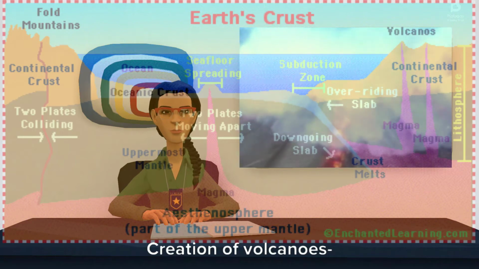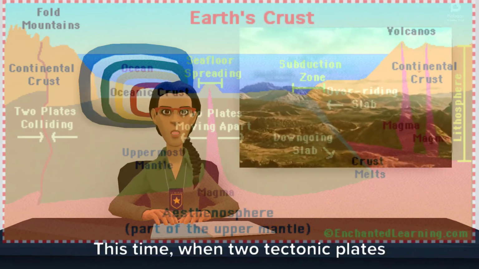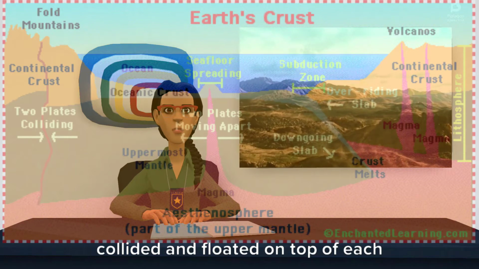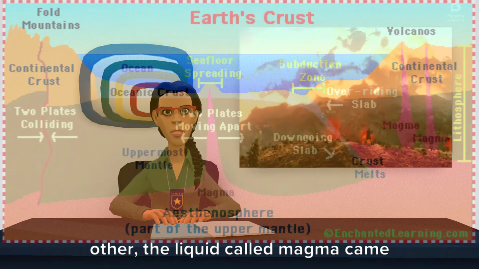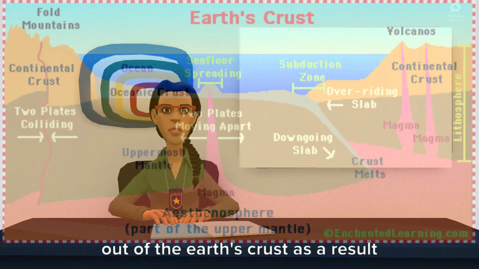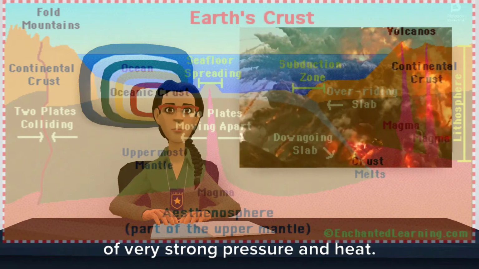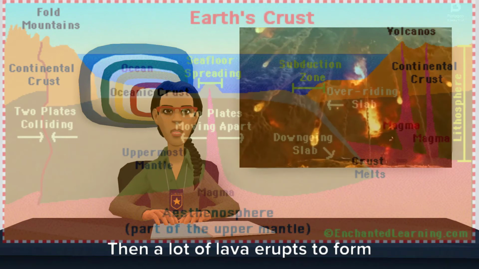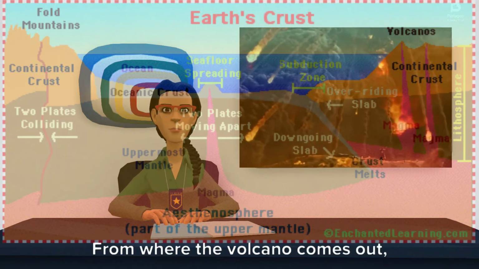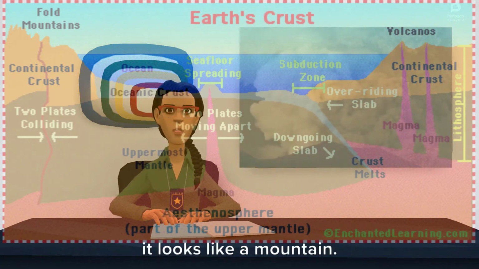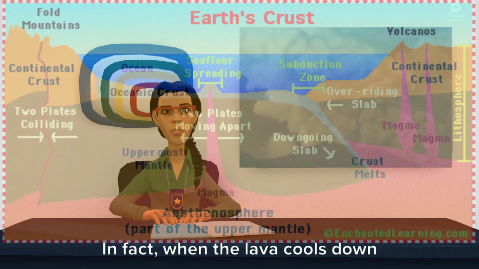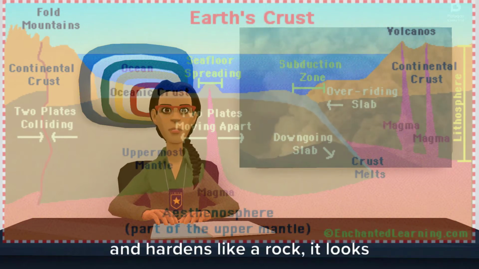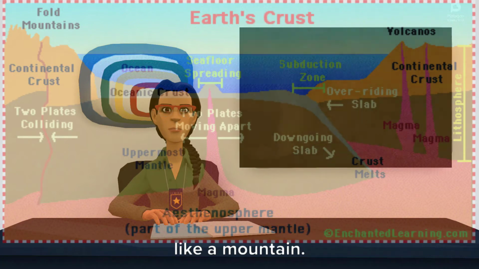Creation of volcanoes. This time, when two tectonic plates collided and floated on top of each other, the liquid called magma came out of the Earth's crust as a result of very strong pressure and heat. When the magma comes out, its name is lava. Then a lot of lava erupts to form a volcano. From where the volcano comes out, it looks like a mountain. In fact, when the lava cools down and hardens like a rock, it looks like a mountain.